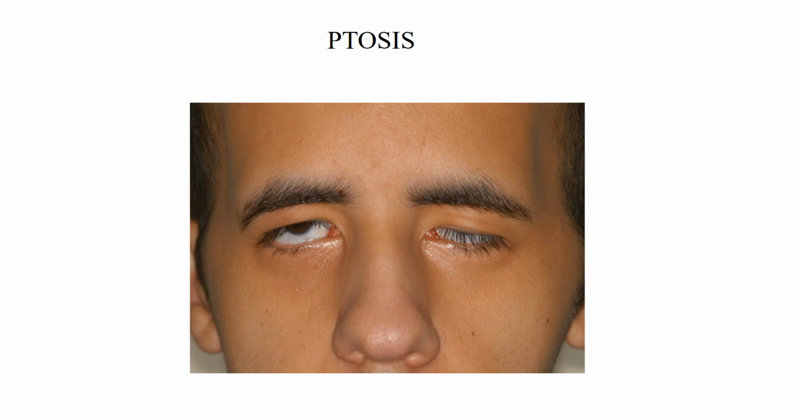This is the classical picture showing the paralysis of LPS. The condition we call ptosis, due to involvement of the oculomotor nerve. There is paralysis of LPS, so there occurs the condition called ptosis, the drooping of the upper eyelid.